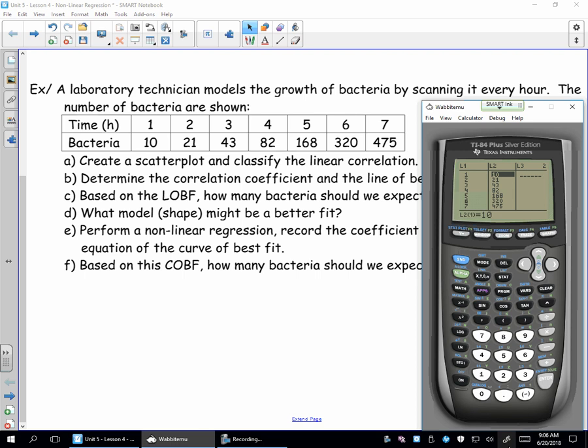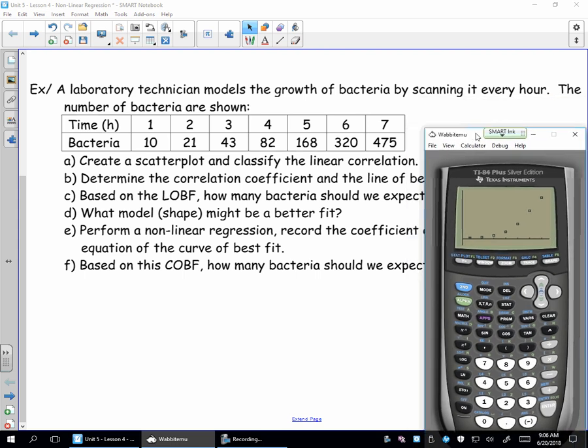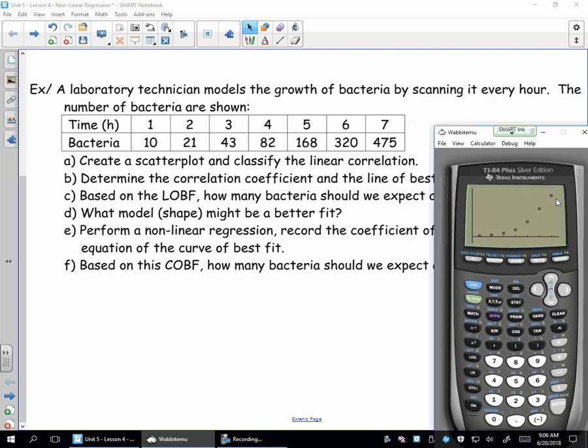Okay. We're going to create our scatter plot. Second, stat plot. Got to turn it on. It's doing what we want it to, which is a scatter plot. So we can press zoom 9. Okay, let's classify our linear correlation. So if you were to look at that, does that look like a linear correlation? I don't think so. I don't think it looks linear at all, really. But if we were to draw a line of best fit, it would definitely be positive. And some of the dots would be above it, some of the dots would be below it. I would say it's probably a moderate to strong linear correlation.